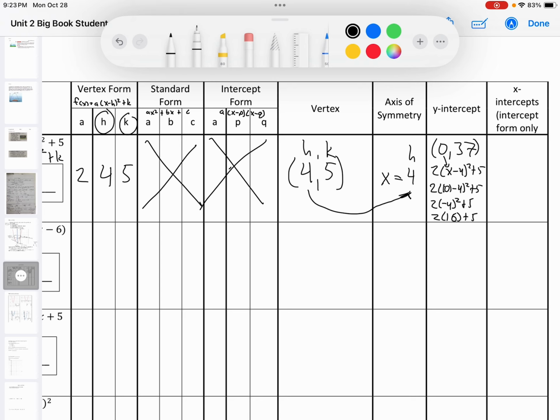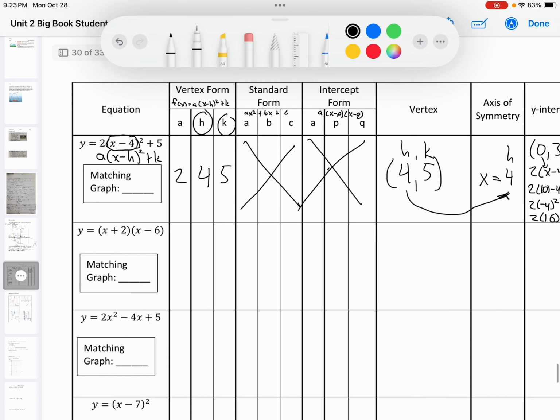And our x-intercepts we only need to find if we're in intercept form, but this one is not. This one's in vertex form, so we don't need to do this one. So on to the next one.